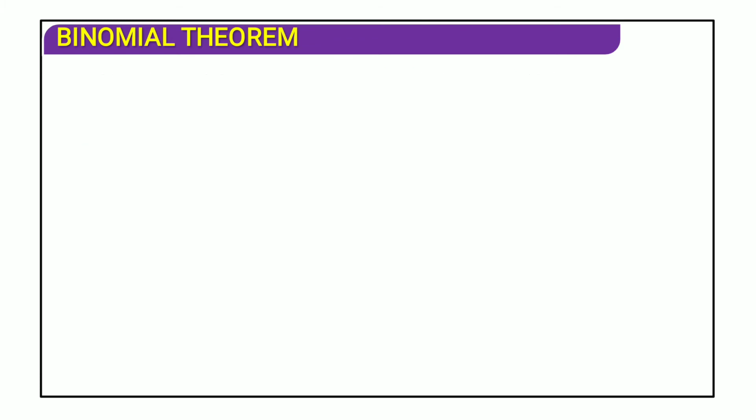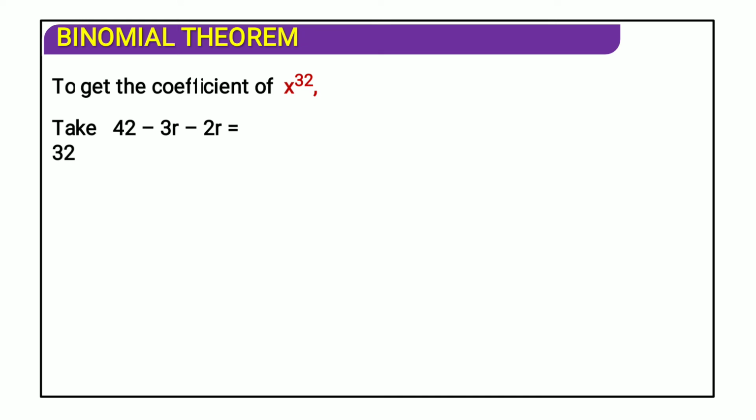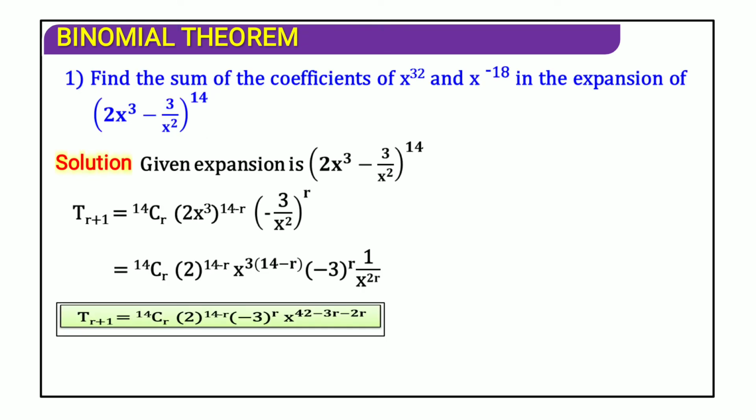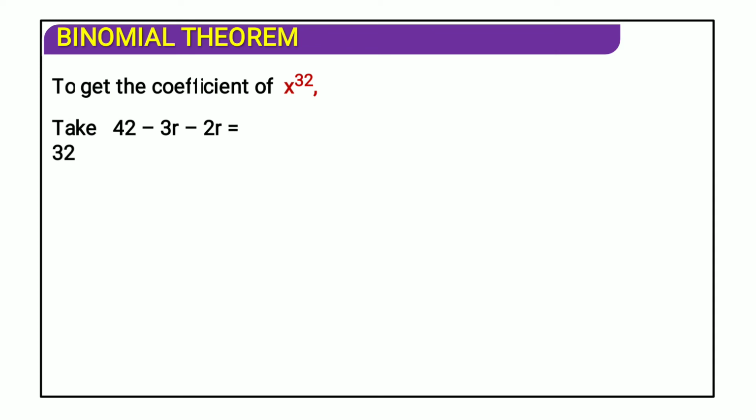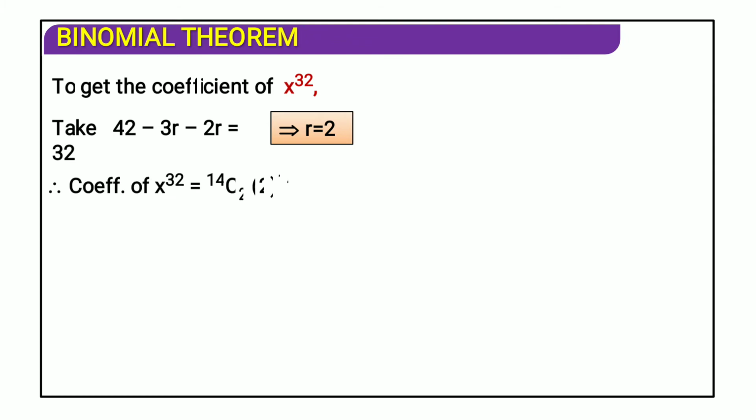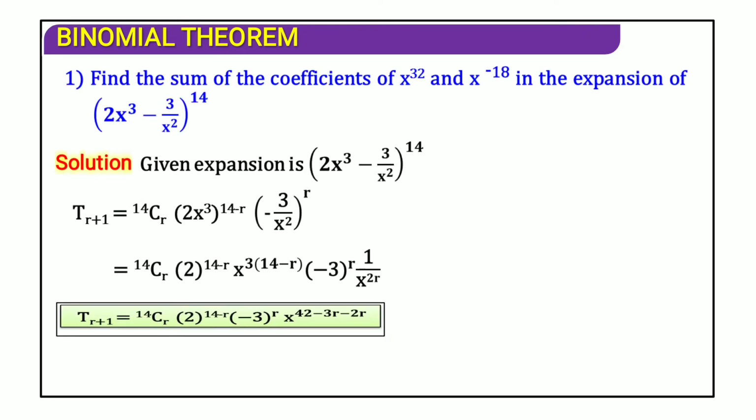Now to get the coefficient of x to the power 32, what we need to do is put this value, see the previous slide, this whole power of x, equal to 32. Only then the coefficient is for x to the power 32, otherwise it is not possible at all. So I am putting the whole power of x equal to 32. So r is equal to 2. The coefficient of x to the power 32 is found by just putting r equal to 2 over here.